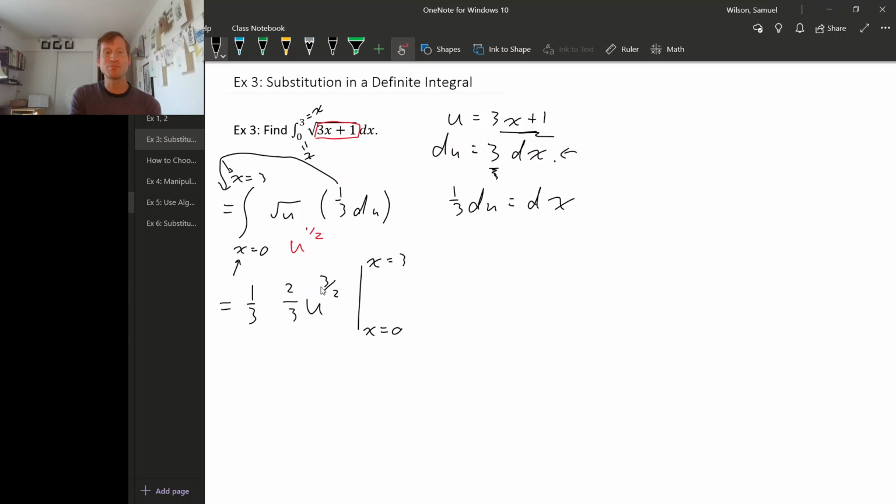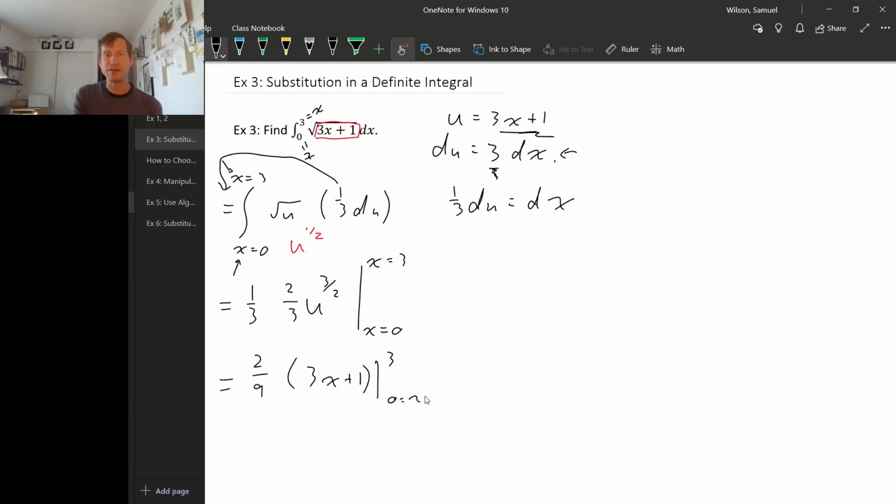Now it's tempting to just plug in 3 and 0 for u here, but remember, these are x values, not u values. So we can't plug them in directly. We need to get back to our x's first. So let's undo the substitution so that we have x's. First of all, these coefficients in front give us 2/9. Okay, then undo our substitution. u is 3x plus 1. And our bounds are from 0 to 3.